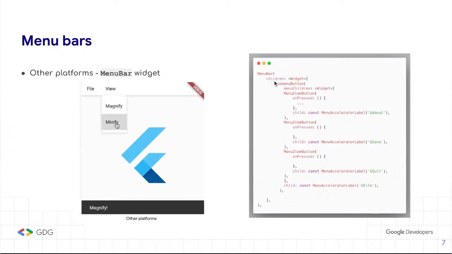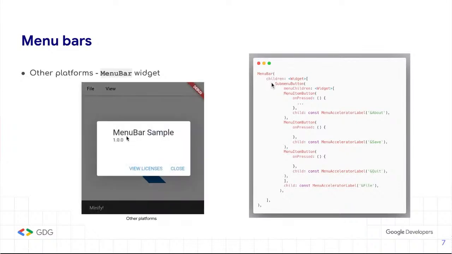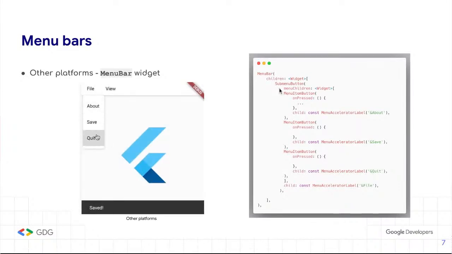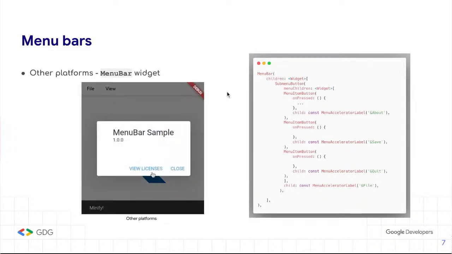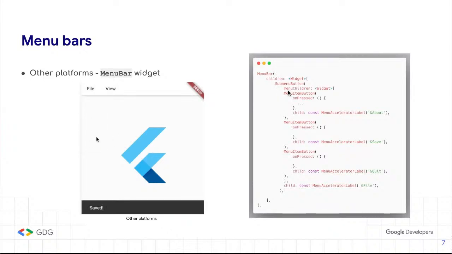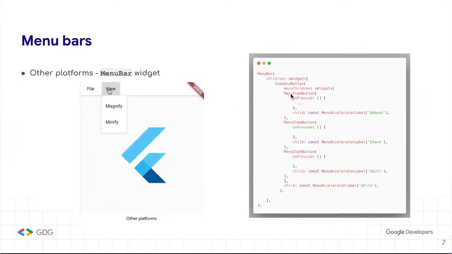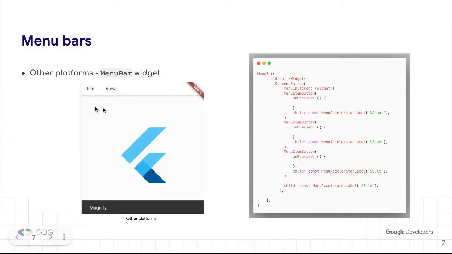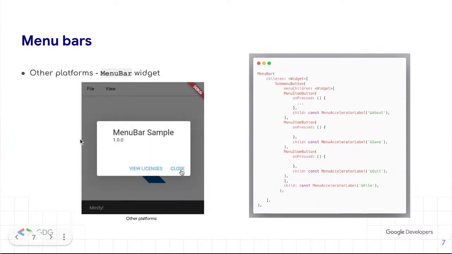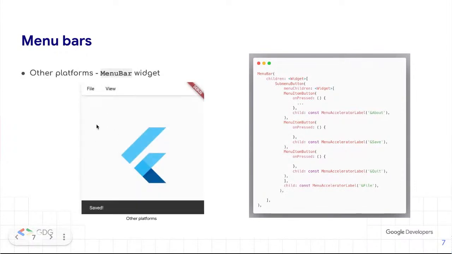So the MenuBar widget is going to consist of children widgets, where each child widget is a SubmenuButton. So this entire bar here is the menu bar, and File, View, and all of the options are children, which are submenu buttons. So one submenu button here is File. That submenu button is going to consist of MenuItemButtons. And these menu item buttons are About, Save, Quit. All of those are menu item buttons.